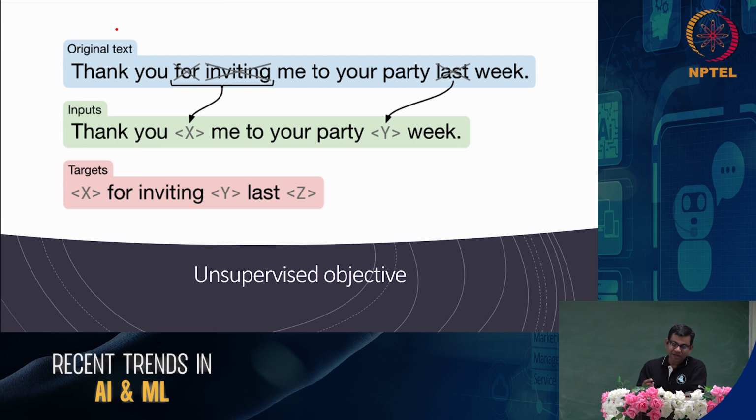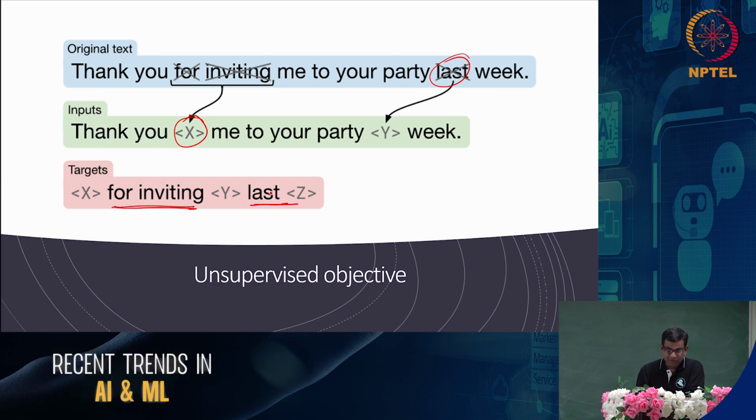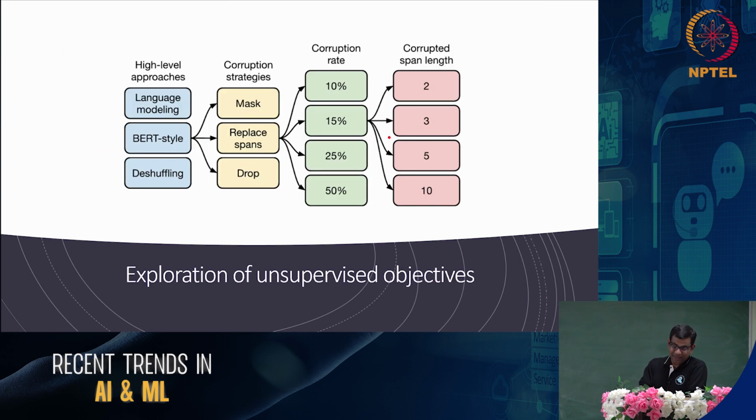So they tried, okay, instead of masking one token, mask a span. Say here for inviting, you mask that entire part, and here probably a single word. Then your job is to predict what is X here and what is Y here. So that's another thing. And they did a lot of experiments.